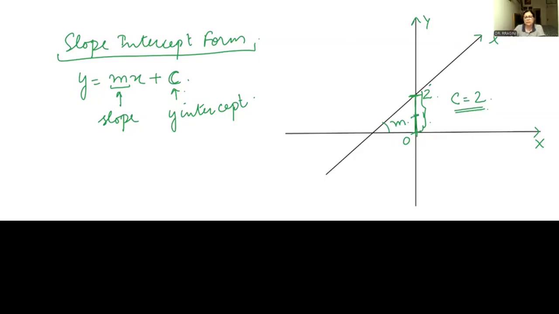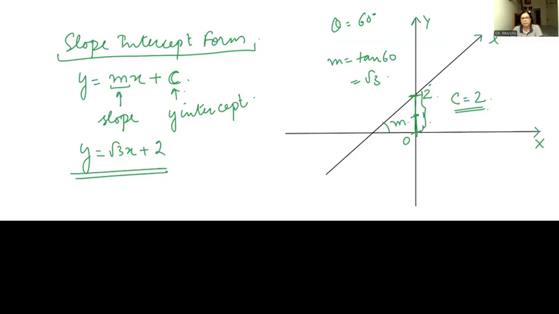So in this case, let's say the angle theta is given to us as 60 degrees. So M becomes tan 60, which is root 3. So the equation of the line becomes y is equal to root 3 x plus 2. Y is equal to mx plus c. Right?